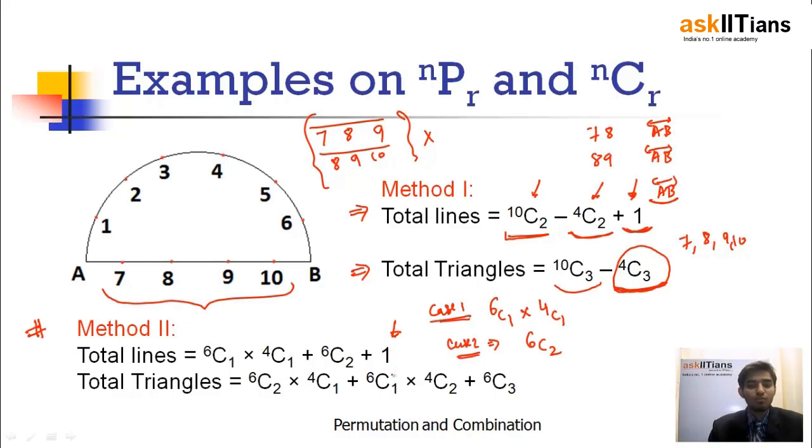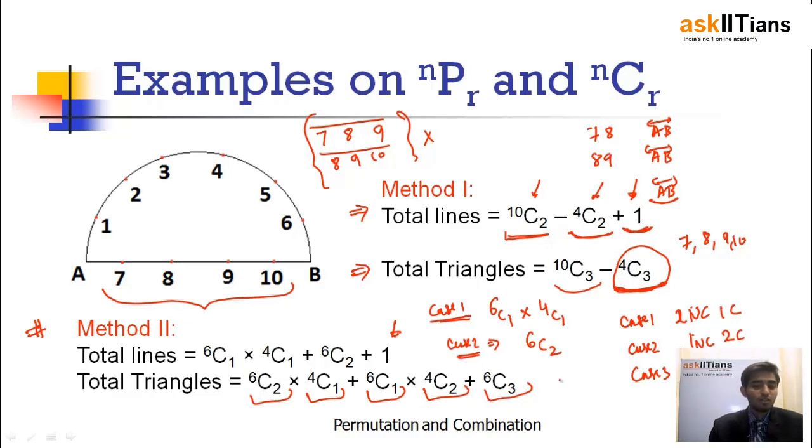If I want to count the number of triangles in a similar way, what can be the possible cases? Case 1 can be, I can take 2 non-collinear points and 1 collinear. Case 2 can be, I can take 1 non-collinear and 2 collinear, and case 3 can be, I can take 3 non-collinear. So from these cases I will get 2 non-collinear and 1 collinear, 1 non-collinear and 2 collinear, and 3 non-collinear. So the total number of triangles will be the summation of all these cases.